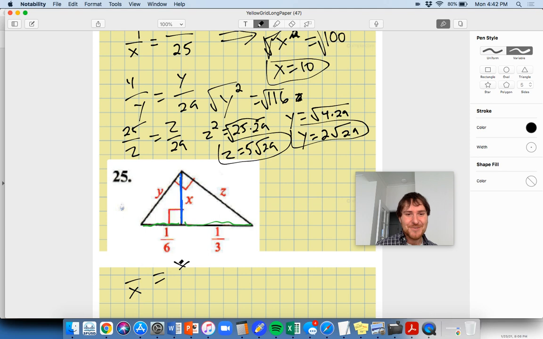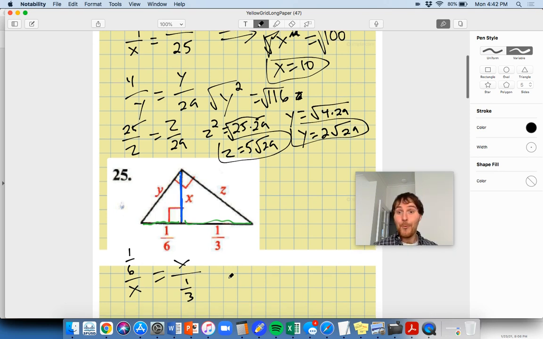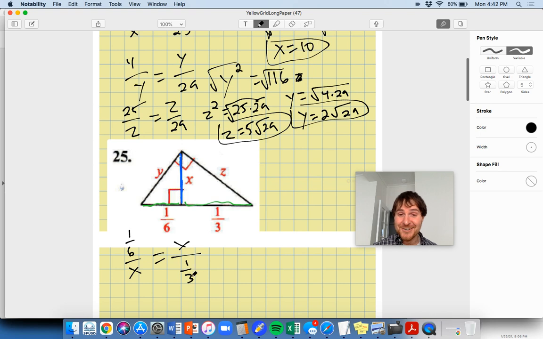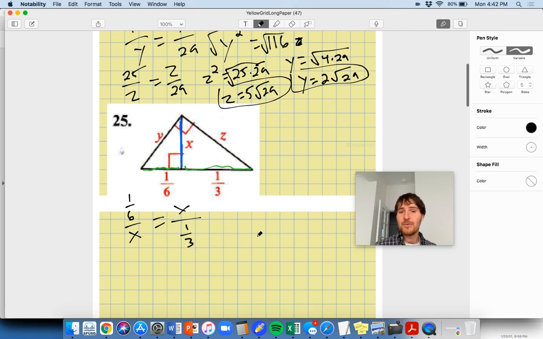X is the geometric mean of 1/6 and 1/3. Wait, a fraction in a fraction? Wow, this is going to be tough. We've got a fraction in the denominator, a fraction in the numerator? That's wild. This is a little bit hard for people to know.